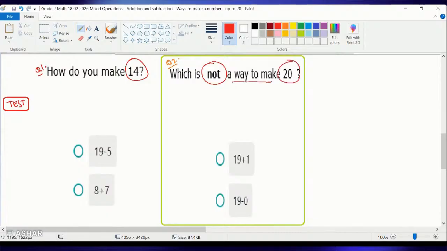Thank you, Yana. And Firox? 19 minus 5 would be equal to 14, whereas 8, this would be 15, right? Oh, perfect. This would be 19, and 19 plus 1 would always be 20. Thank you.